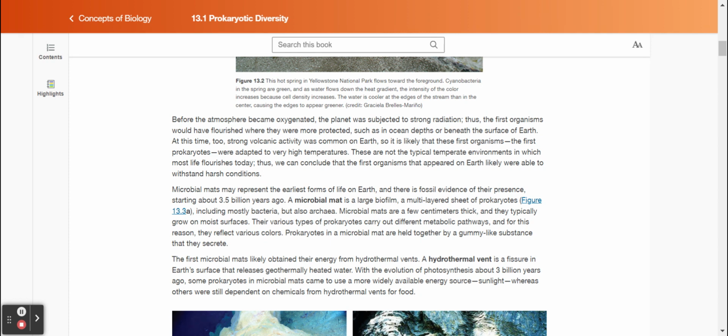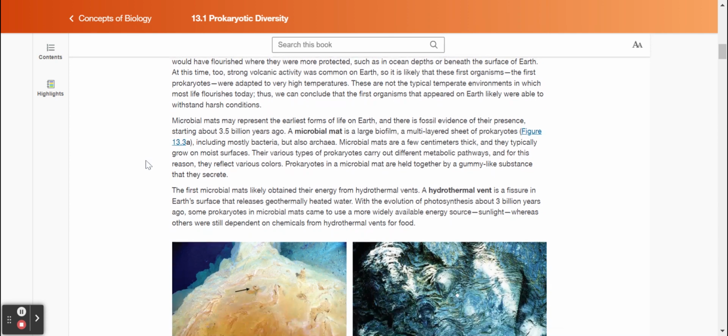Prokaryotes in a microbial mat are held together by a gummy-like substance that they secrete. The first microbial mats likely obtained their energy from hydrothermal vents. A hydrothermal vent is a fissure in Earth's surface that releases geothermally heated water. With the evolution of photosynthesis about 3 billion years ago, some prokaryotes in microbial mats came to use a more widely available energy source, sunlight, whereas others were still dependent on chemicals from hydrothermal vents for food.